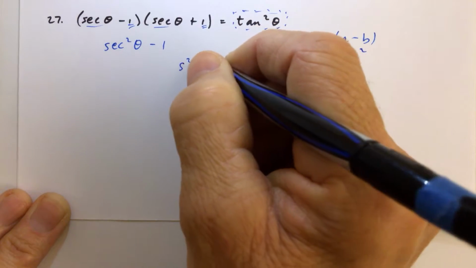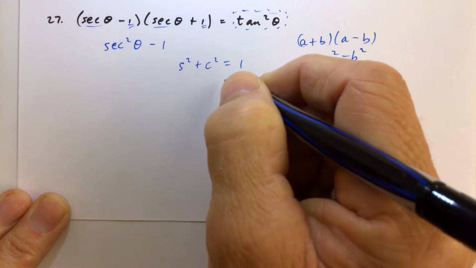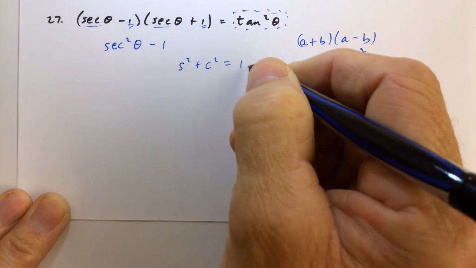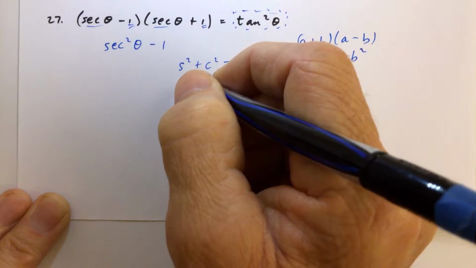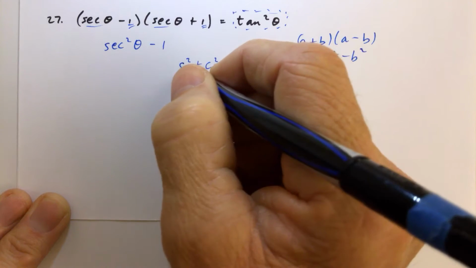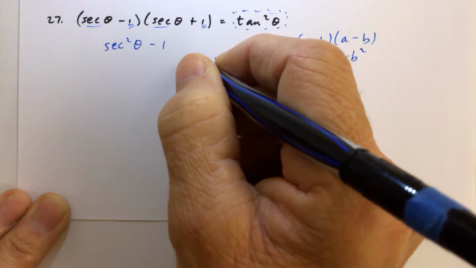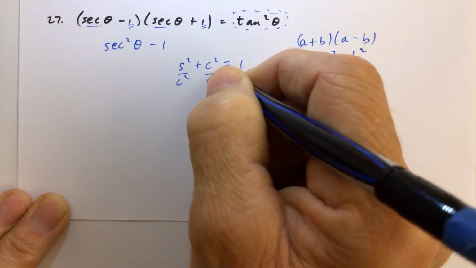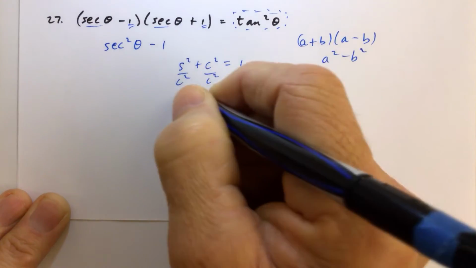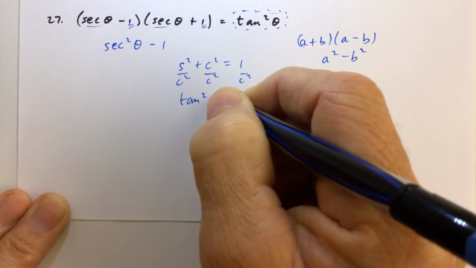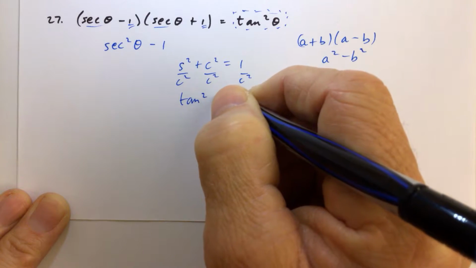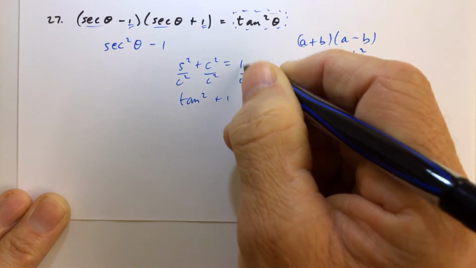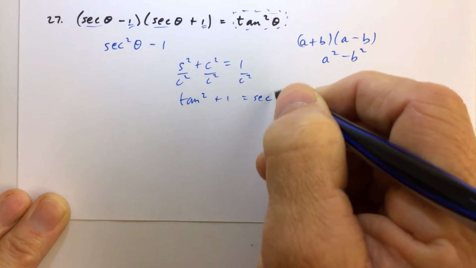So if we remember, sine squared plus cosine squared equals 1. If we divide every single one of these terms by cosine squared, then we get sine squared over cosine squared, everything over cosine squared. Sine squared over cosine squared, that's tangent squared of theta. And then plus 1 equals 1 over cosine squared, that's secant squared.